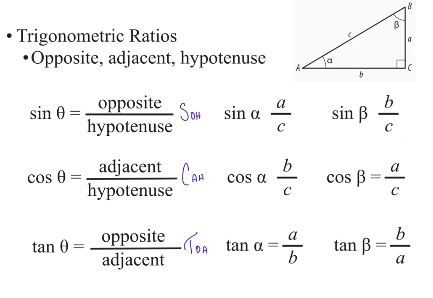Cosine, again, look at the angle you're talking about. Adjacent to alpha is this b side, so my cosine is b over c. Tangent, again, is opposite over adjacent. I have to look and see what angle I am talking about.